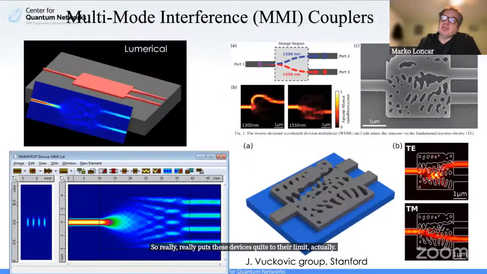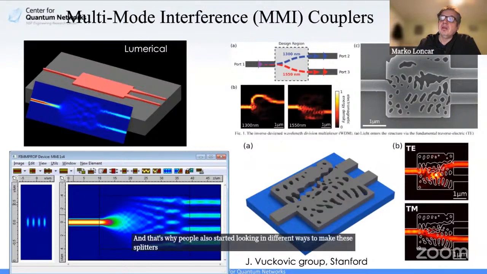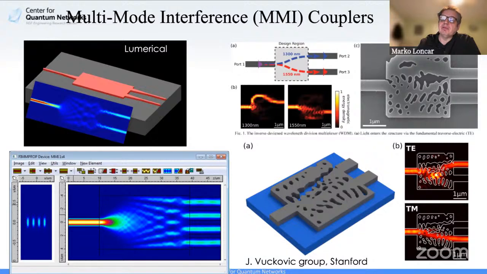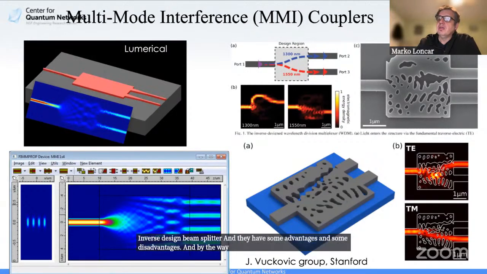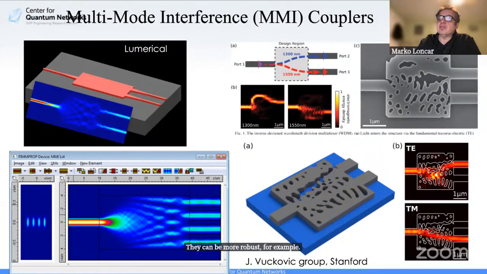And that's why people also started looking at different ways to make these splitters. This is an example of an inverse design beam splitter. They have some advantages and some disadvantages, but we are not going to go into details of them. They can be more robust, for example, to fabrication imperfections.